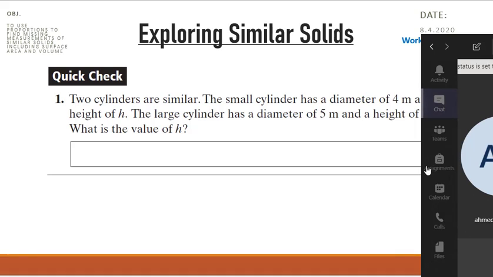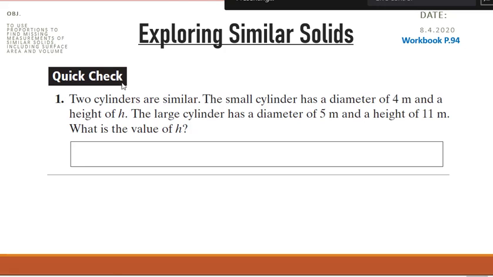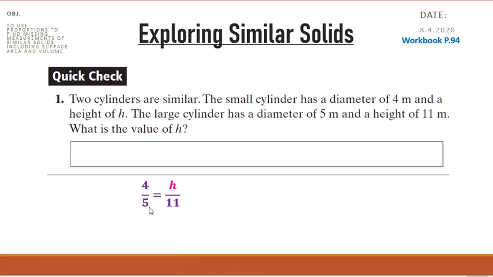Yes, mister. Okay. Tell me how to find the value of h. So first, the thing that we want is the height of the small cylinder. Great. We will make 5 over 4, and the other side is 11 over h. Or you can write it like this, 4 over 5 and h over 11. It's the same. Okay, continue.